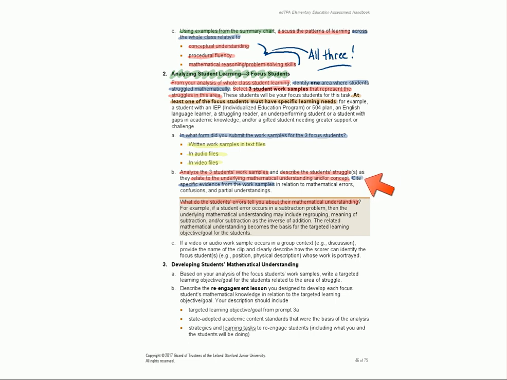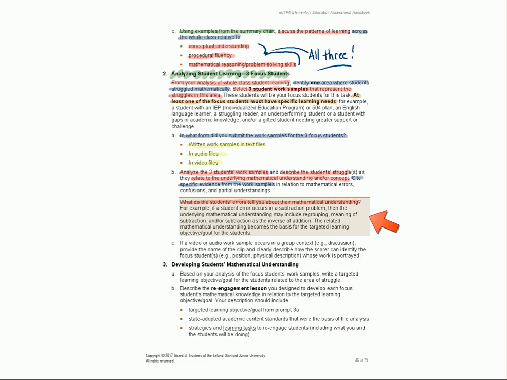Now, particularly important here is you need to cite evidence from the work samples about that struggle. So you want to actually write up the problems that they struggle with and then describe what was going on in those problems that sets out their struggle. Okay? And then you can see here, what do the students' errors tell you about their mathematical understanding? And you can read this example for yourself. All right?